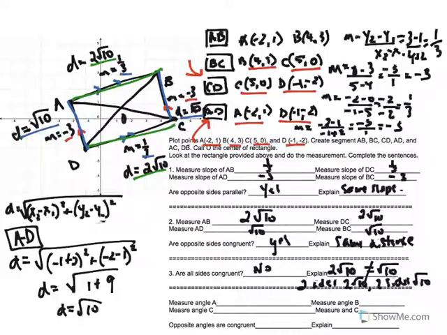So let's measure angle A. I will get out my protractor, measure angle A, and I get 90 degrees here. I measure angle B, I get 90 degrees. Measure angle C, I get 90 degrees. And measure angle D, I get 90 degrees. Opposite angles are congruent? Yes. Why? Because angle A is congruent to angle C, and angle D is congruent to angle B.